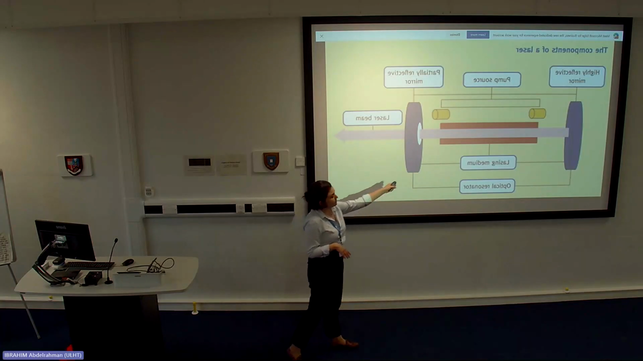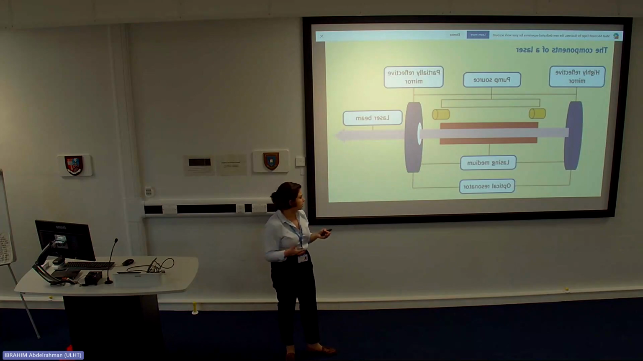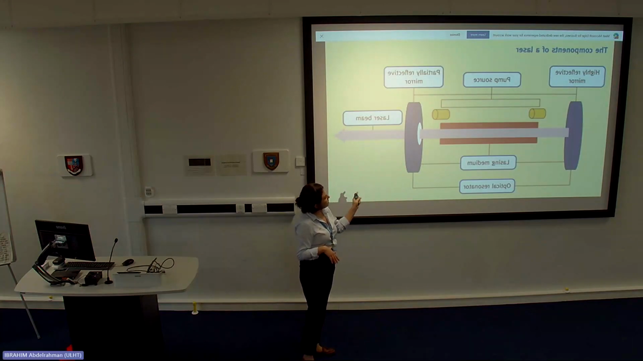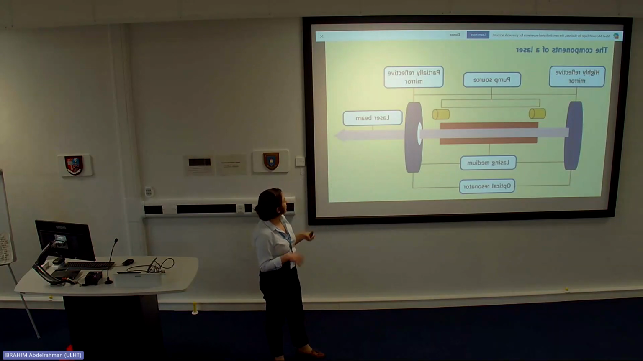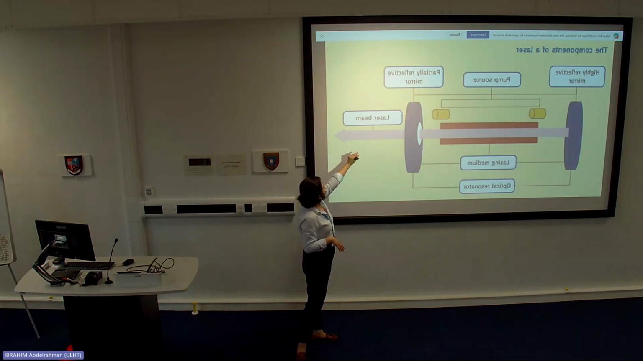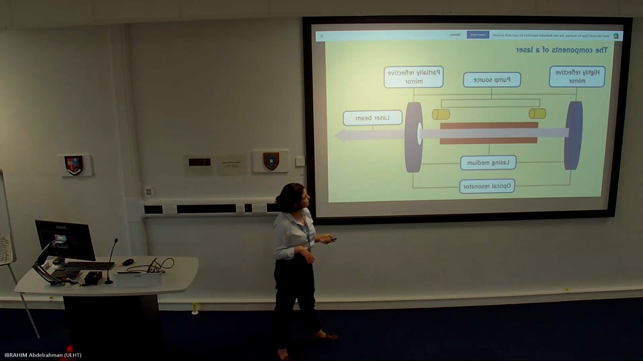So we need to have a laser medium, which is our atom, our element. We need to have two mirrors so that the photon is bounced back and forth. We need to have a pump source, which is the energy that we're giving, which can be electricity, and then we are condensing the energy as a laser beam of light.